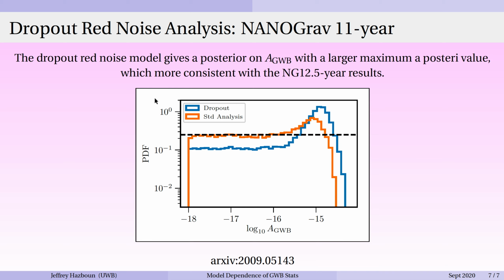And then, of course, this does affect the amplitudes that we see. And so we don't get a ton more significance in the detection, but this is a full Hellings and Downs run here. And with the dropout analysis, what you see is that the amplitude you get from the posterior, the maximum amplitude anyways, is higher. And in fact, this is much more in line with the 12.5-year results from NANOGrav.